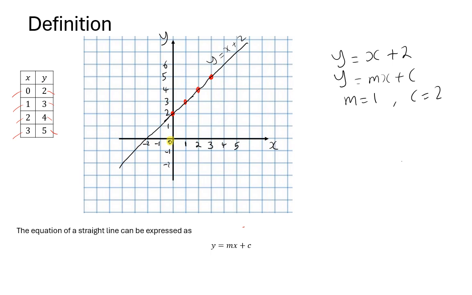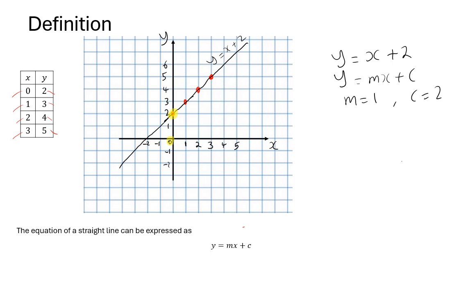So let's start by explaining what c is. c is the y-intercept, where this line crosses the y-axis. You can see this is where it crosses, at y equal to 2. So we say our y-intercept is 2. Or we can say it is the point where x equal to 0: at x equal to 0, y equal to 2.